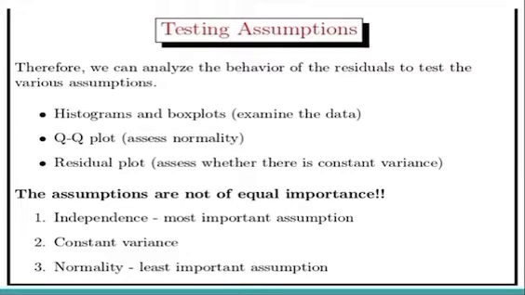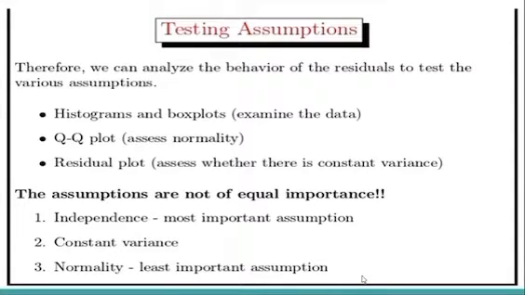Now, I told you the other time, every model has assumptions. Analysis of variance, the ANOVA model, is not an exception. It also has assumptions. I just explained that we have assumptions of normality, assumptions of independence, and constant variance. How do we test that?